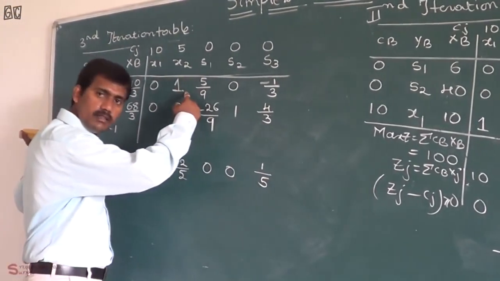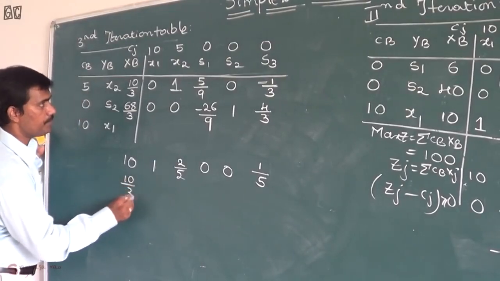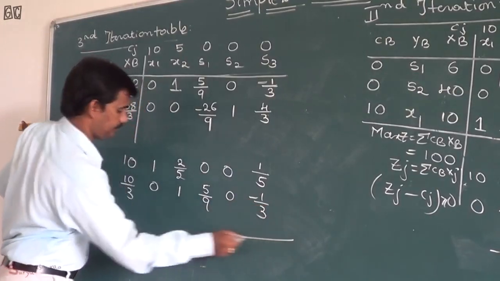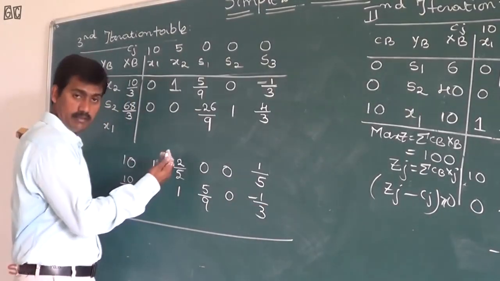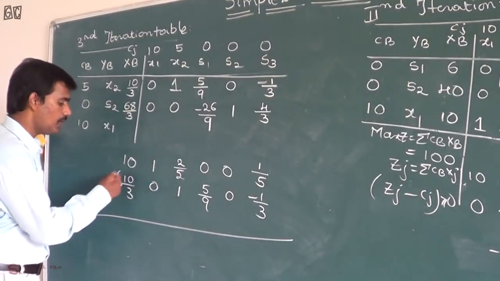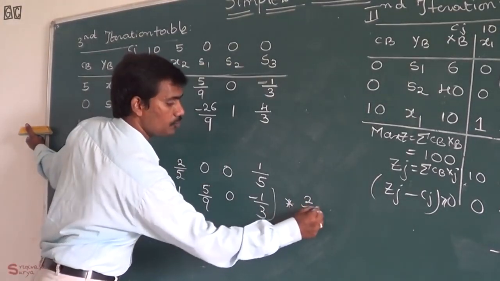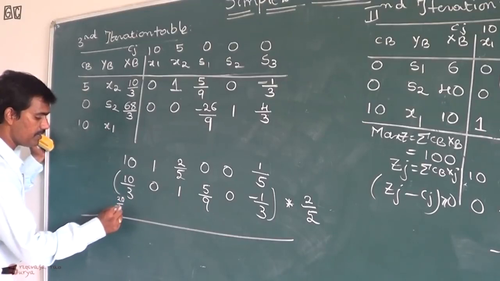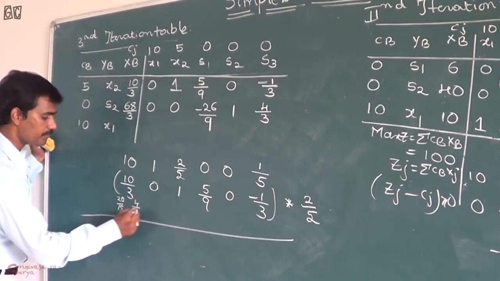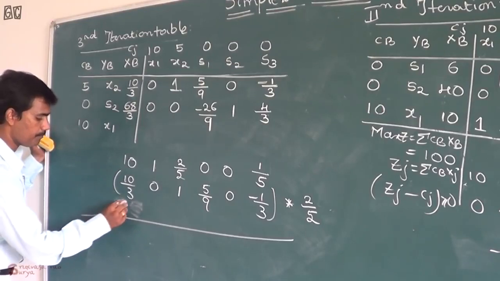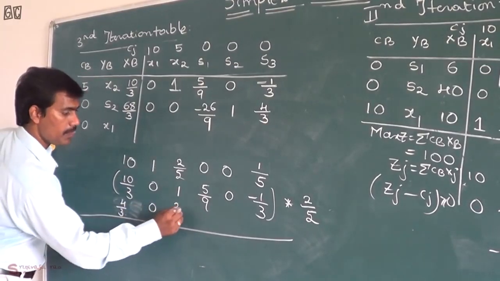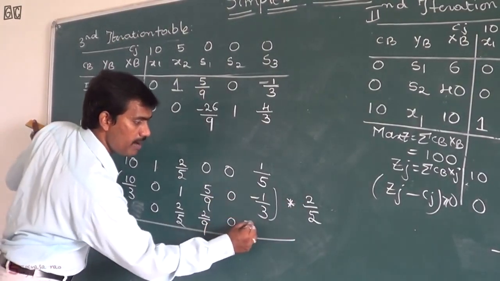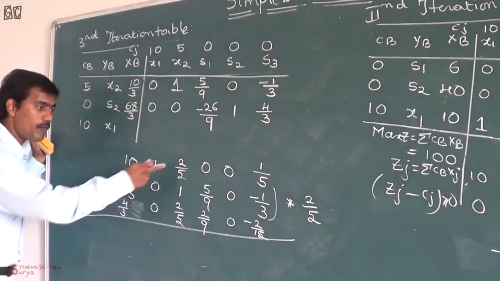Now we have to consider the key row, that is once again 10 by 3, 0, 1, 5 by 9, 0, minus 1 by 2. So we have a 2 by 5 here, we have 1. So without loss of generality, I am multiplying with 2 by 5 here. So that is 20 by 15, that is 4 by 3 here, 0, 0, 2 by 5, 5 gets cancelled, 2 by 9, 0, 0, minus 2 by 5 3s are 15.